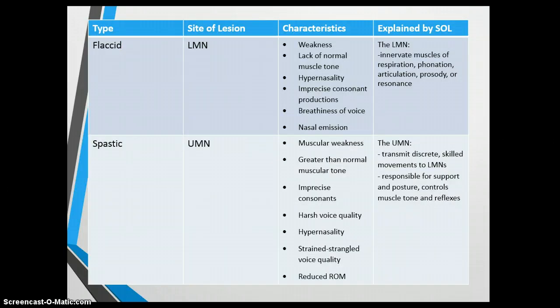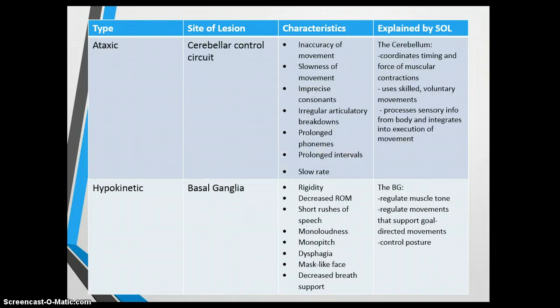So as we know, there are 7 types of dysarthria. Flaccid includes weakness, lack of normal muscle tone, hypernasality, imprecise consonant productions, breathiness of voice, and nasal emission, and it's found in the lower motor neurons. Spastic includes muscular weakness, greater than normal muscular tone, imprecise consonants, harsh voice quality, hypernasality, strained and strangled voice quality, and reduced range of motion in the upper motor neurons.